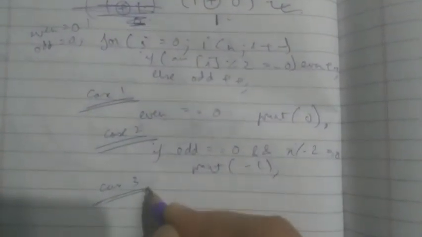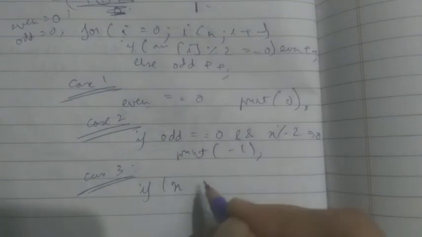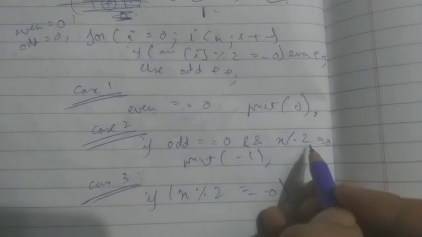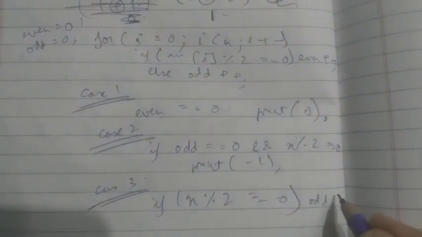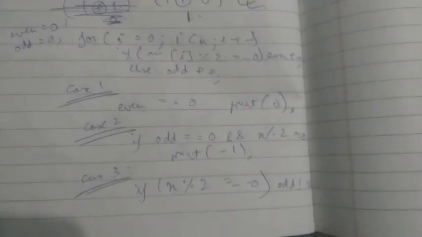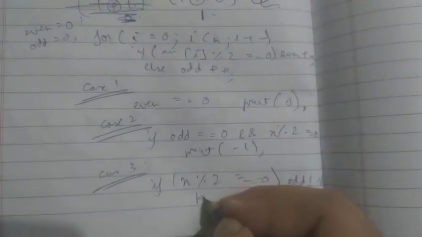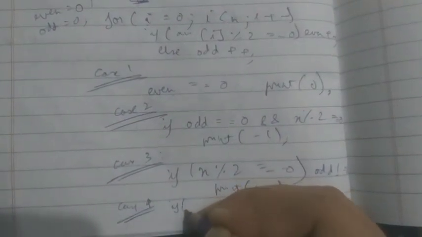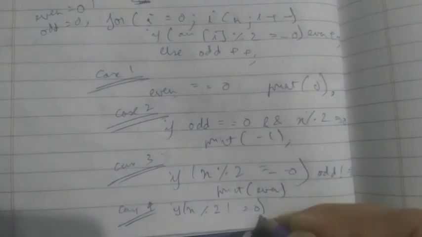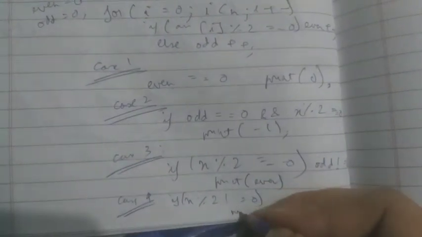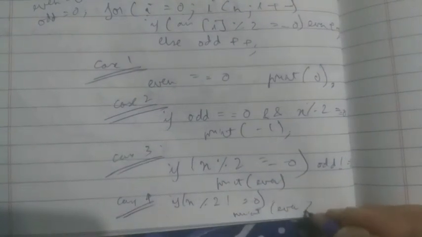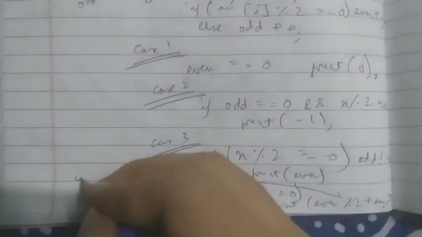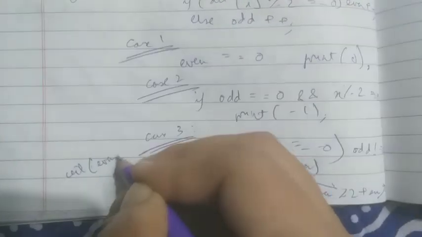And case 3 will be, apart from this, if x mod 2 is equal to 0 but odd is not equal to 0, in that case we can simply print the number of even. And case 4, that is, if x mod 2 is not equal to 0, that is, we have the freedom to do anything we feel like, so we can print even mod 2 plus even by 2. That is basically the ceil of even by 2, right?